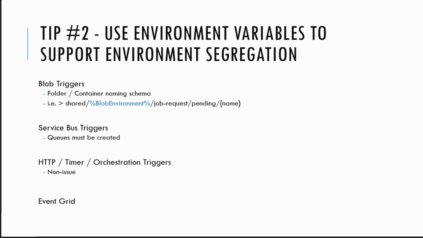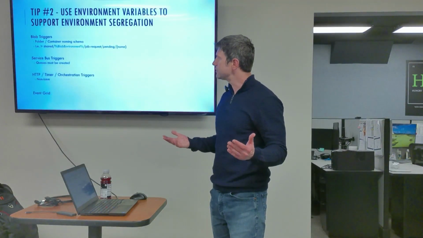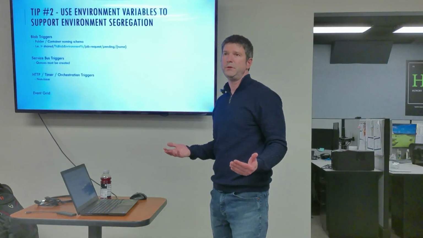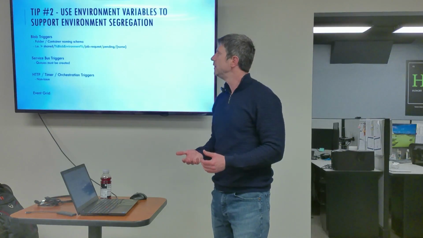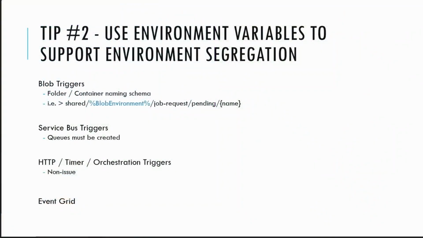So this is my second tip: use your environment variables. Just understanding where your environment variables are going to be is important. This is really critical when you get to talking about blob triggers and service bus triggers, right? A great way to do this is just having your blob environment inside of your decorator, and just have that as an environment variable. And it's really easy to do.